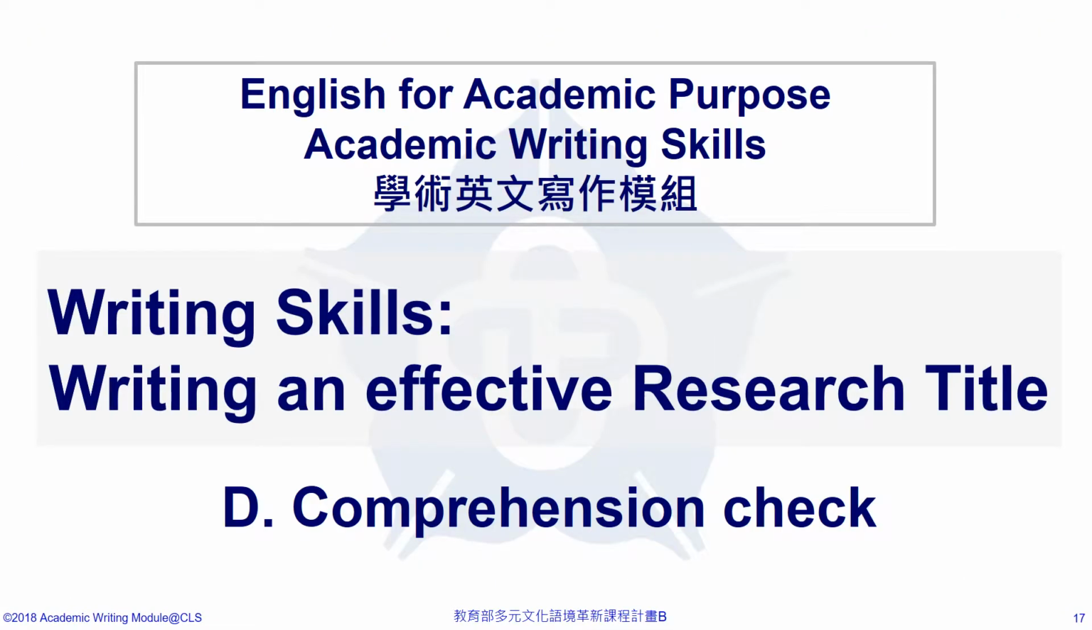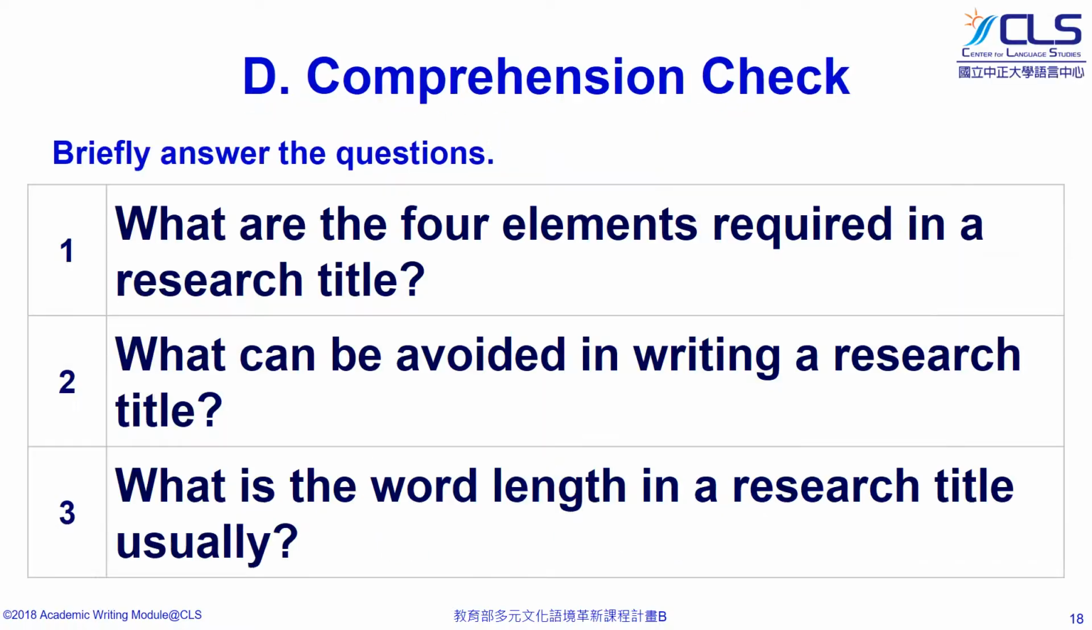So after learning how to write an effective research title, let's move on to check what we have learned. In the following part, please answer the questions. What are the 4 elements required in the research title? What can be avoided in writing a research title? And what is the length of words in the research title?